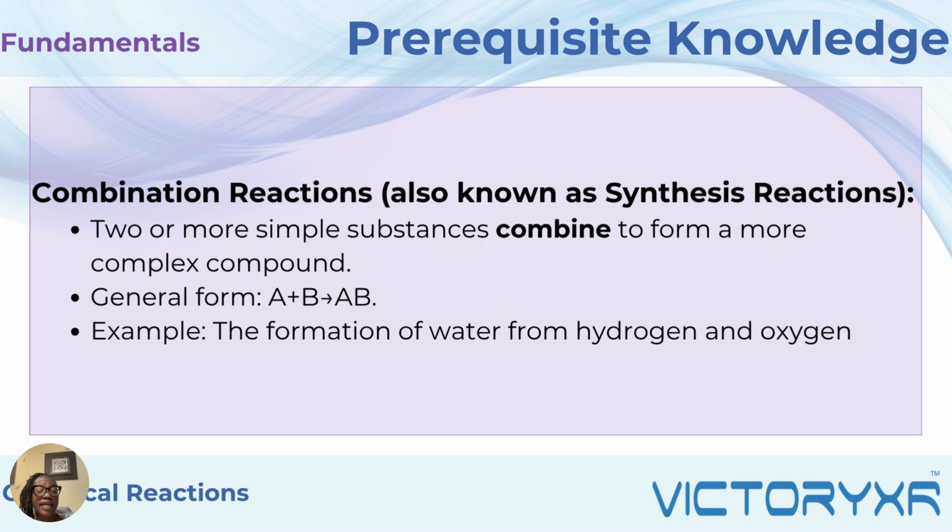A combination reaction is also known as a synthesis reaction. That's where two or more simple substances combine to form a more complex compound. So typically that's like A and B getting together and forming one molecule, AB. So the formation of water from hydrogen and oxygen would be an example of a combination reaction. Now, combination reactions and decomposition reactions are just the opposite of one another.